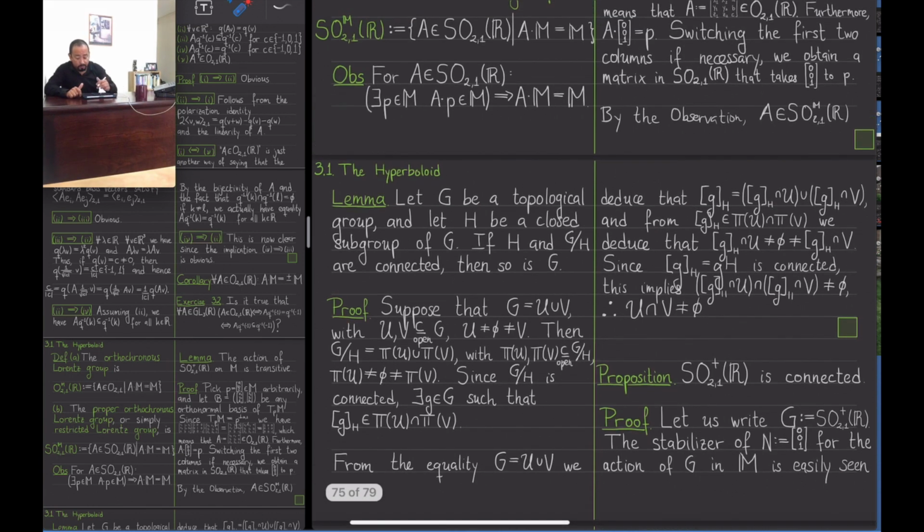Anyway, so we see that in order to prove that a topological group G is connected, it is enough to exhibit a closed subgroup H which is connected and such that G modulo H is connected.